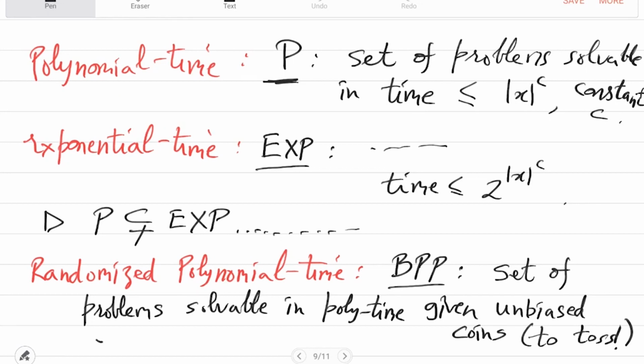So the answer it gives could be wrong with some error probability, and that probability we have taken to be less than or equal to one third. But it can be taken as any constant below half, and then it can be boosted to something very close to zero. So error can be made almost zero. Not exactly zero, but exponentially close to zero. So many of our algorithms in this course will be randomized actually. So this is why it's an important complexity class.